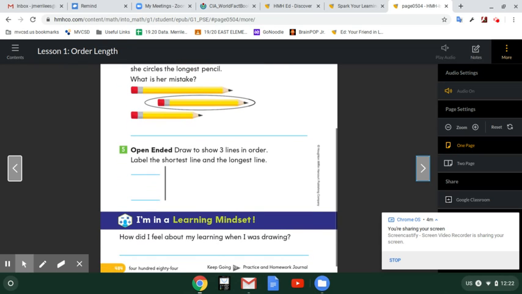Open-ended. Draw to show 3 lines in order. Label the shortest line and the longest line. So that doesn't tell you which order to put them in, but you're going to draw 3 lines in order, either from longest to shortest or shortest to longest. Then you're going to label shortest line and longest line.